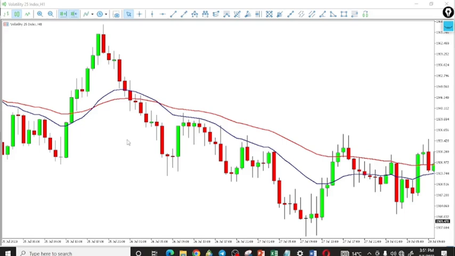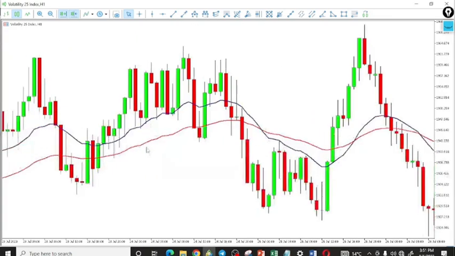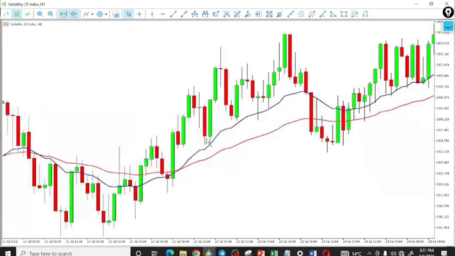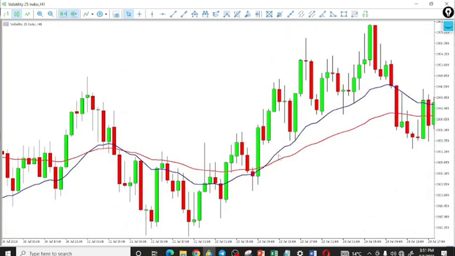So let me show you another example for the buy trades, right? It's good to understand how we are talking about this. Here is an example of a buy trade which didn't go very well, but I wanted to show you this so that you understand the concept.